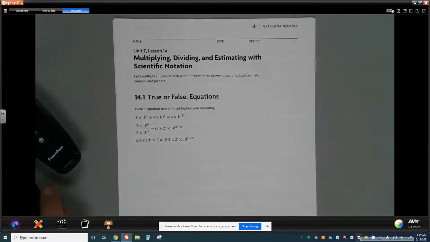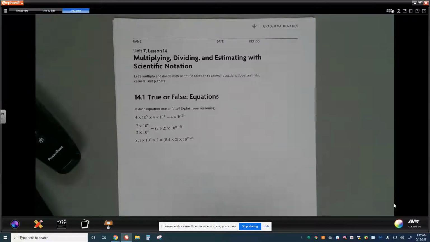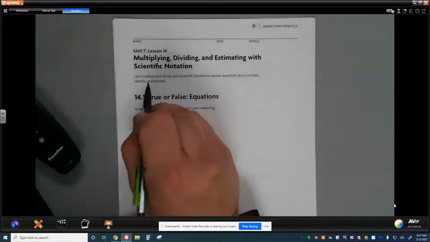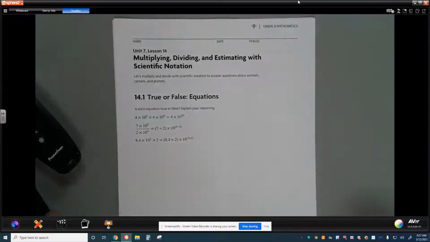Welcome back to Math 8, Unit 7, Lesson 14. I am quite excited to actually go through this lesson because I am ready to move on with scientific notation. I think you're ready to. Today we're going to start multiplying and dividing with scientific notation to answer questions about animals, careers, and planets.